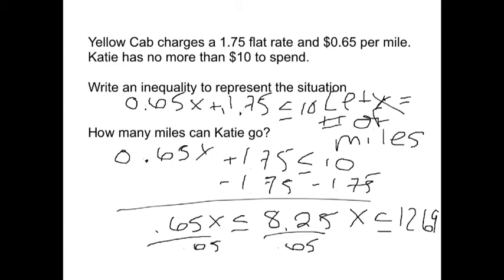I know that I'm going to pay 65 cents per mile, so the minute that I go over 12 miles, I'm going to be paying another 65 cents. And since X is less than or equal to 12.69 miles, basically I know that the most amount of miles that I can go is 12. I can't go more than 12 because the minute I go 12.01, that cabbie is going to charge me that extra 65 cents, and then I'm going to be over my $10. So 12 miles is the most amount of miles that I can go.